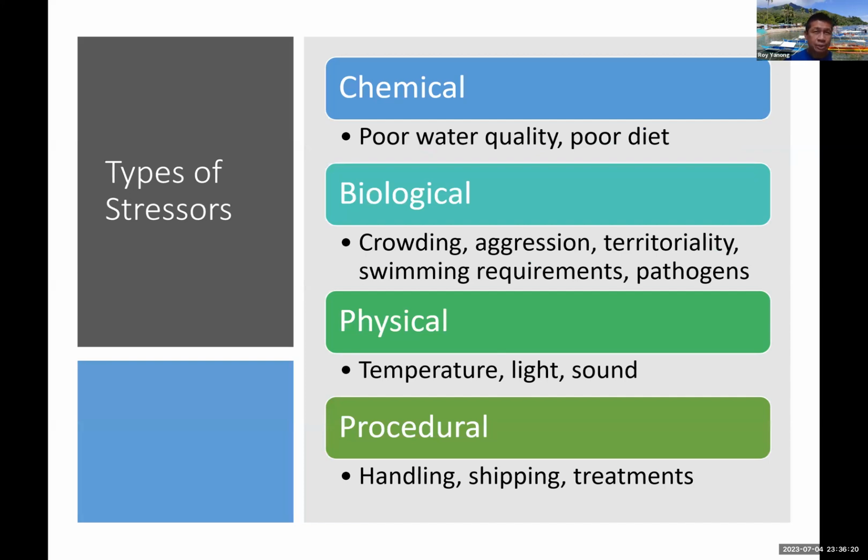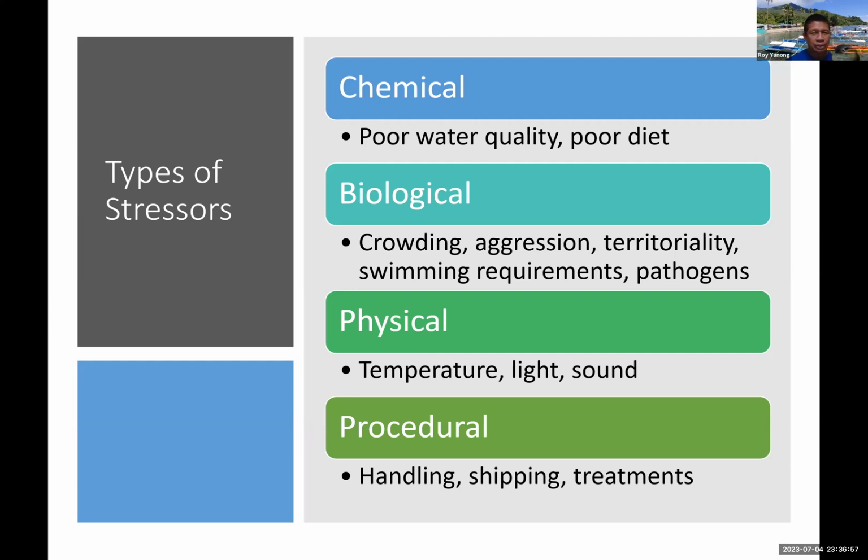There are lots of different types of stressors. We can categorize them a lot of different ways, but this is one way. We can have chemical stressors. So we can consider water quality that's not good to be a chemical stressor, and even poor diet. Essentially, food is chemicals that you're putting into the fish's body, or the fish is putting into its own body. We can have biological stressors, which include crowding, aggression, territoriality. Maybe the requirements for swimming aren't being met in a specific type of system, and potentially disease organisms or pathogens.